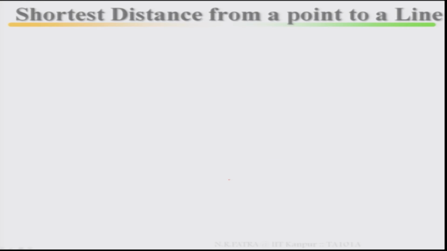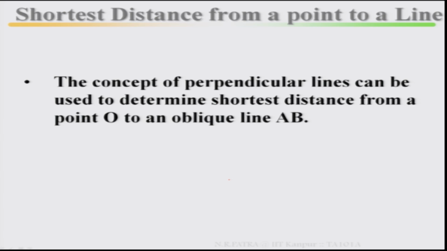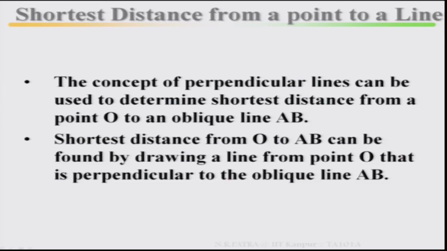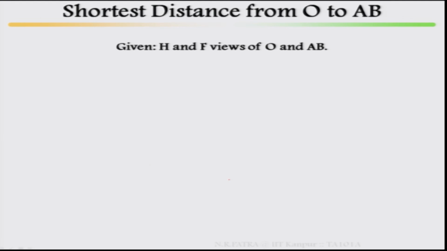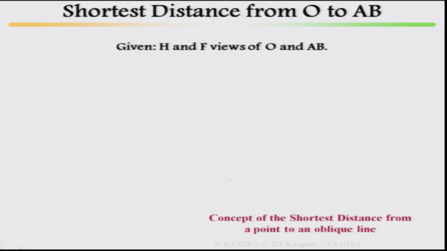Then the second concept is the shortest distance from a point to a line. The concept of a perpendicular line can be used to determine the shortest distance from a point O to one oblique line AB. Shortest distance from point O to AB can be found by drawing a line from point O that is perpendicular to the oblique line AB. H and F view of O and AB, concept of shortest distance from a point to one oblique line.